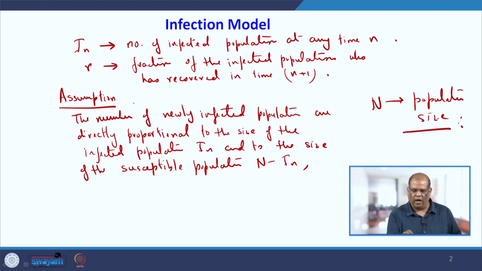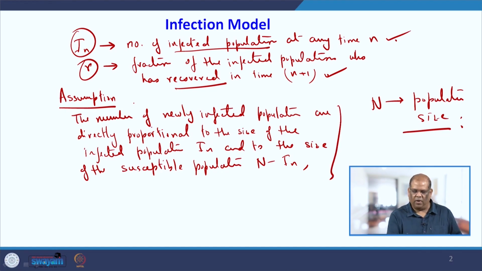So, we have an infected population which we denote by I_n at any time n. R is the fraction of the infected population who has recovered in time n plus 1, and the assumption is that the number of newly infected population is directly proportional to I_n, that is the infected population, and to the size of the susceptible population, that is the population who are vulnerable to catch the disease, N minus I_n, where N is the population size.